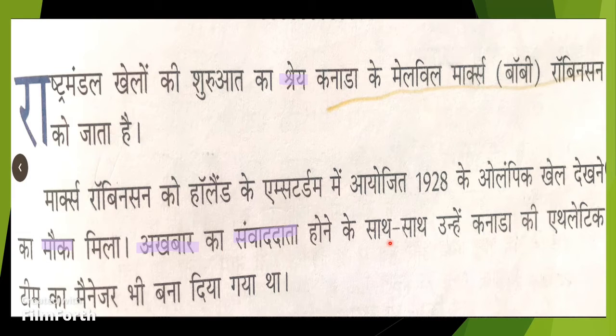Now, being the reporter of the newspaper, he also was made the manager of the athletic team of Canada. We are talking about Marx Robinson, the reporter. Akhbar means newspaper and Sambaddata means reporter. So Marx Robinson was the reporter of the newspaper as well as the manager of the athletic team of Canada, and he was attending the Olympic Games.